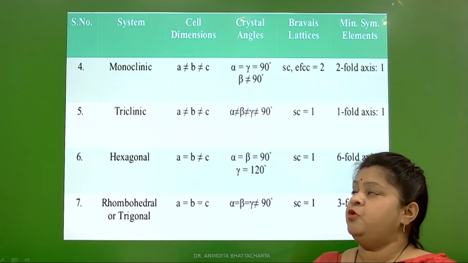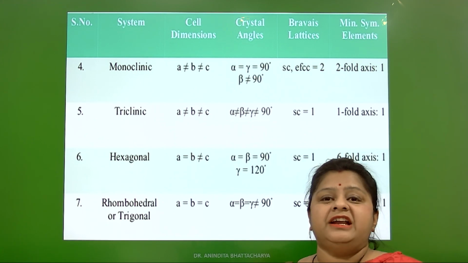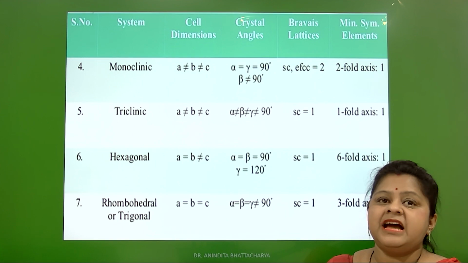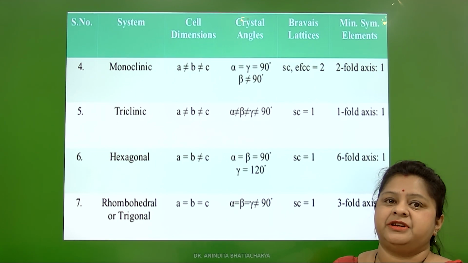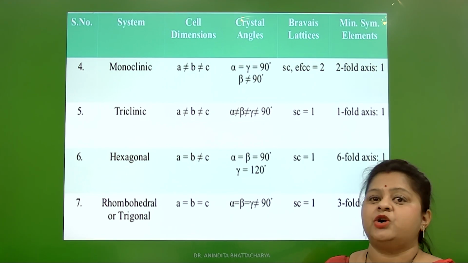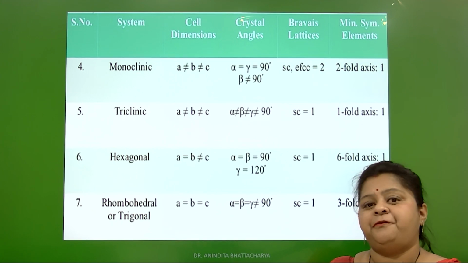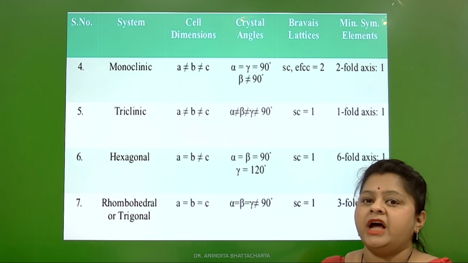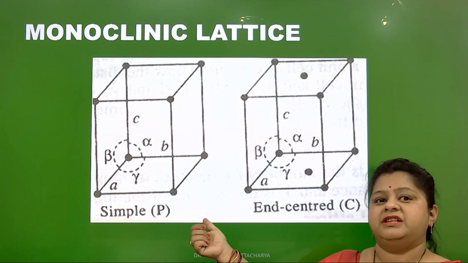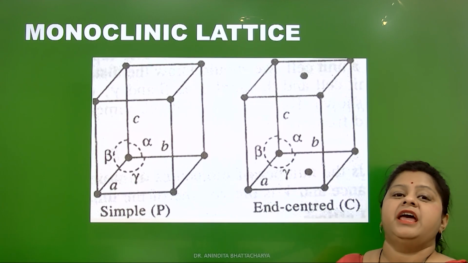Next, we'll move on to monoclinic. Monoclinic will have no sides equal, but 2 angles are equal to 90 degrees, that is alpha and gamma are 90 degrees, but beta is not 90 degrees. In this, we have only two types of Bravais lattice, simple and end-face-centered, and we have one two-fold axis. So we have the simple and here is the end-face-centered.